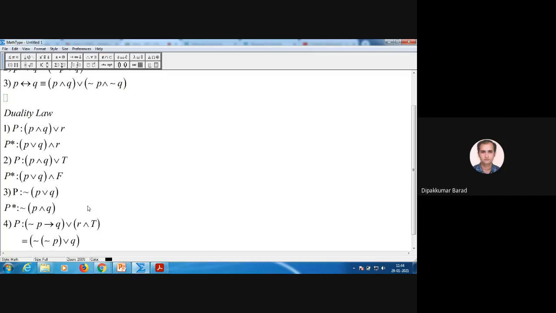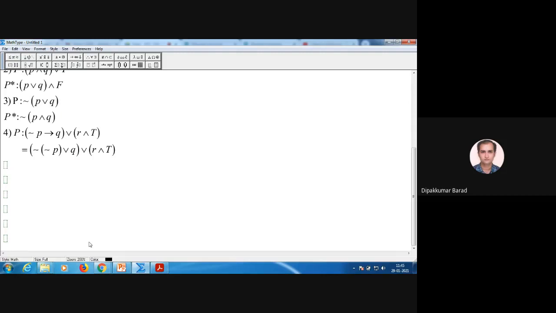And we also have R and T. Now this is equal to P or Q, or: not of not P, so according to involution, I get P or Q or, in bracket, R and T. So this is the interpretation of our statement P. By using logical equivalence, we can represent this statement P in this manner.